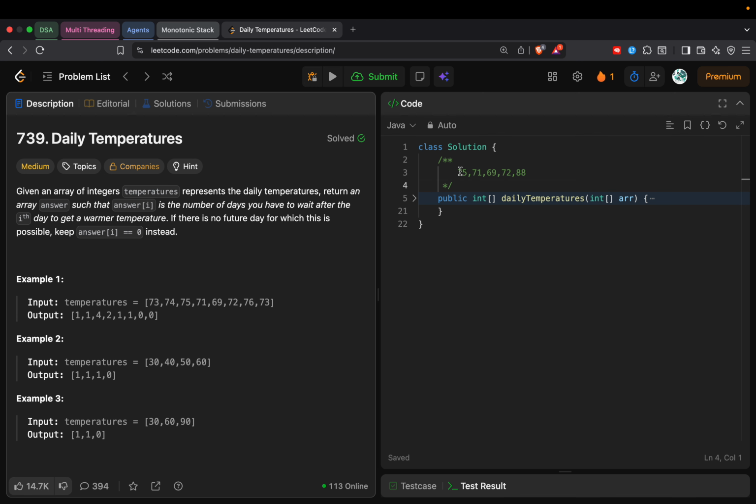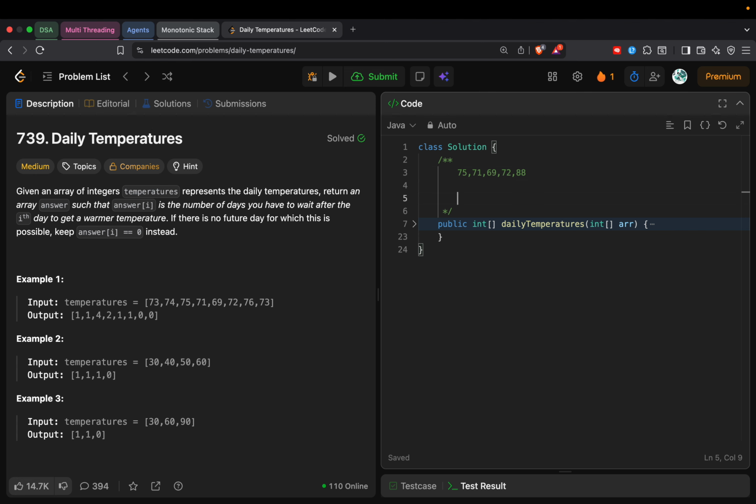Let's consider this is the array I and these are the corresponding temperatures. If I am standing at this particular day, how many days I have to wait after this particular day in order to get a warmer temperature? If you see, for 69 I have to wait for 1 day in order to get a warmer temperature. 72 is warmer than 69, so I have to wait for 1 day for 69. For 71 I have to wait for 1, 2. If I wait for 2 days, then I will be reaching my warmer temperature, right?